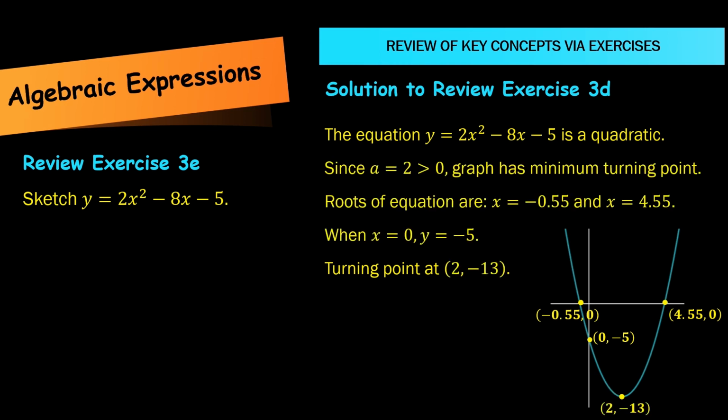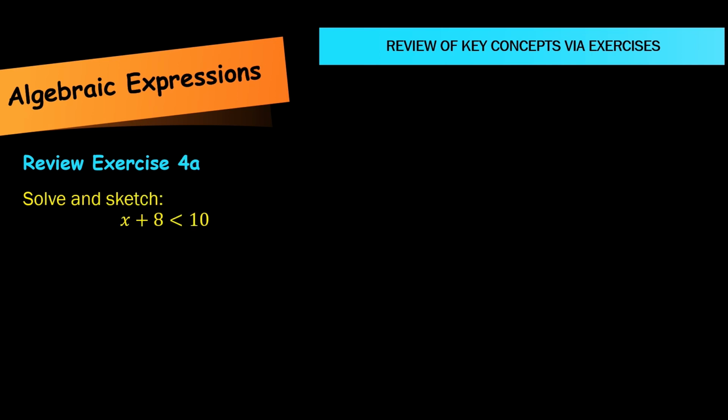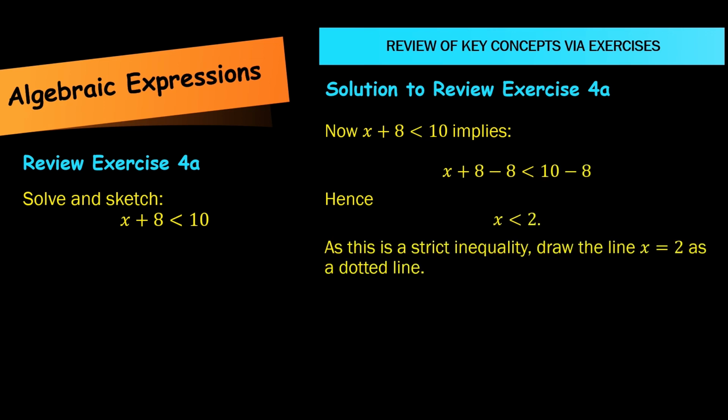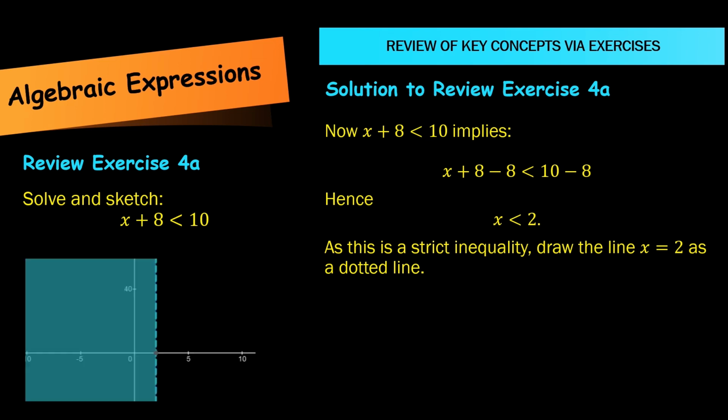Let's now solve review exercise 4a. We are required to solve and sketch x plus 8 less than 10. We subtract 8 from both sides of the inequality, as shown. Tidying up gives us that x is less than 2. Now, since this is a strict inequality, we draw the line x equals 2 as a dotted line, as shown. The region x less than 2 is to the left of this line.